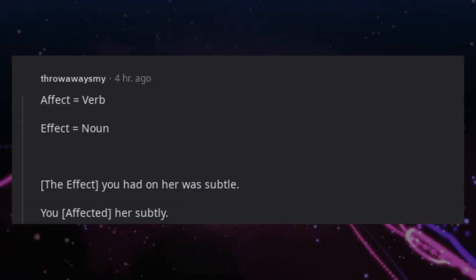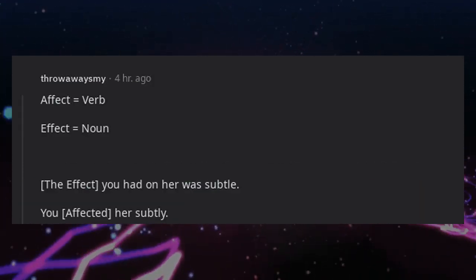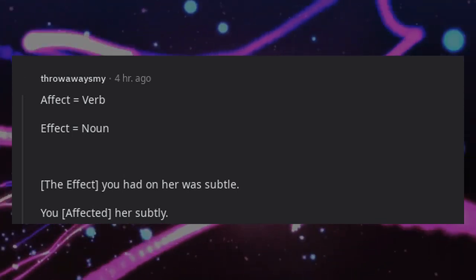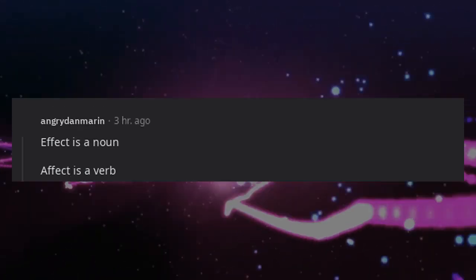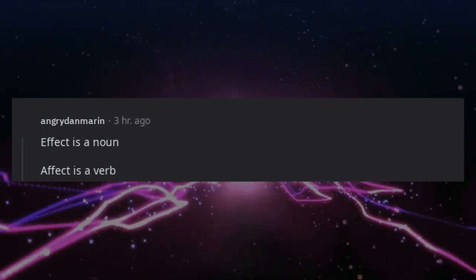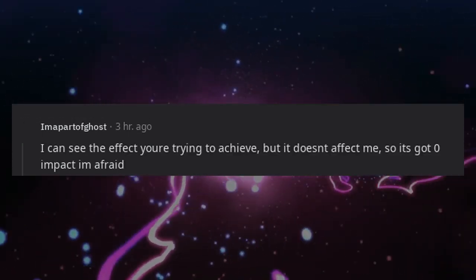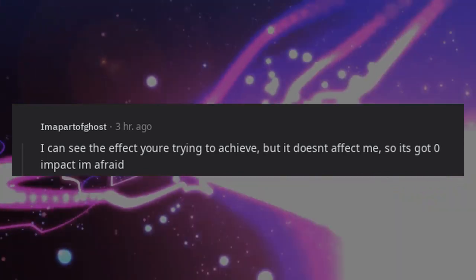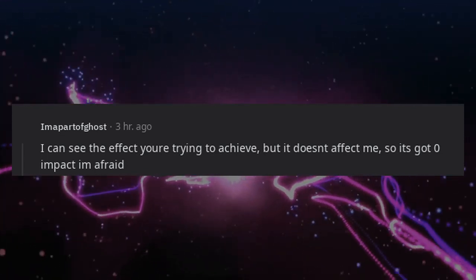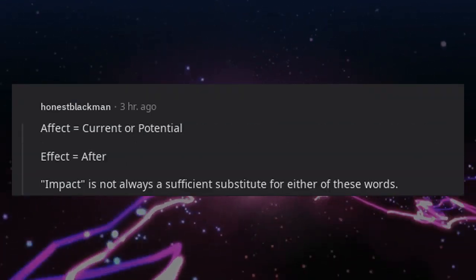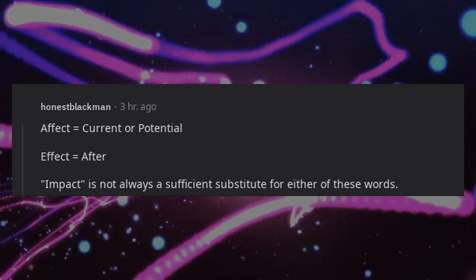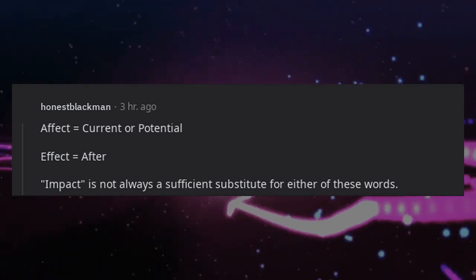Affect verb, effect noun. The effect you had on her was subtle. You affected her subtly. Effect is a noun, affect is a verb. I can see the effect you're trying to achieve, but it doesn't affect me, so it's got zero impact, I am afraid. Affect: current or potential. Effect: after. Impact is not always a sufficient substitute for either of these words.